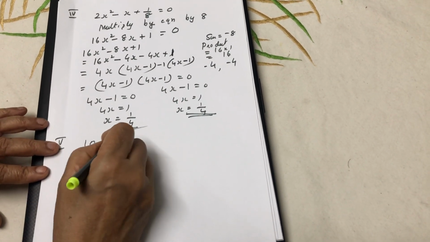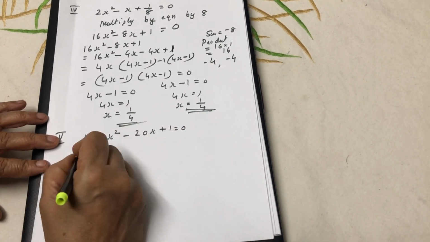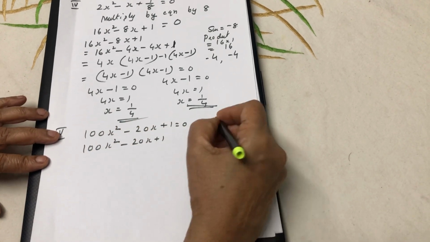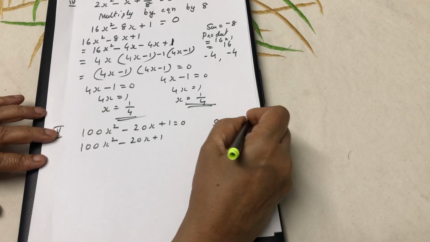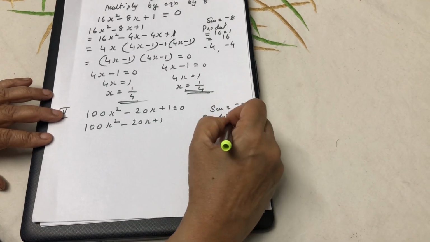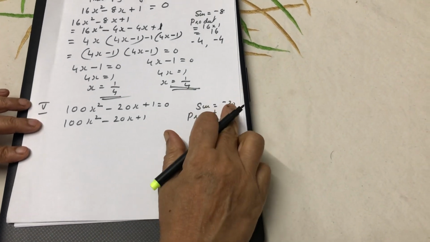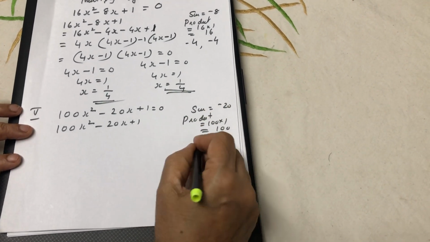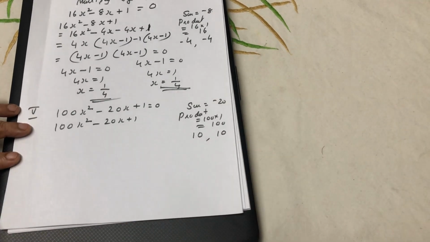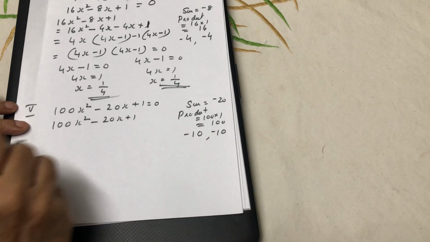Next one, 100x squared minus 20x plus 1 is 0. 100x squared minus 20x plus 1. Sum is minus 20. The product is 100 into 1, that is 100. So the sum should be 20 and the product should be 100. So 10 into 10 is 100, 10 plus 10 is 20. Sum is minus and this is plus, so both will be minus.